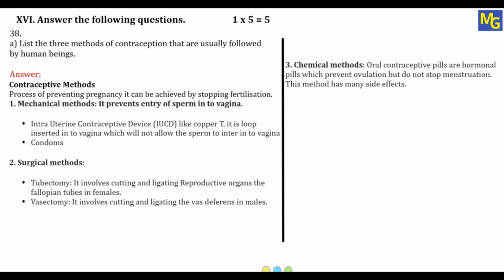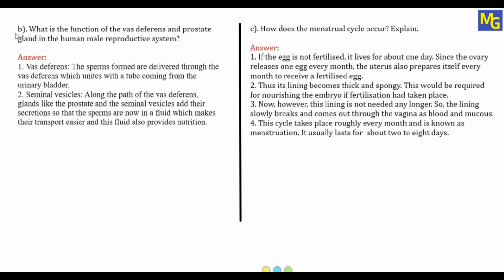Now we'll move on to the next question. Now we are going to start with B. Same question, that is B. What is the function of the vas deferens and prostate gland in the human male reproductive system? So we know the human male reproductive system has a pair of testes, then vas deferens, then some glands like prostate gland, etc., and seminal vesicle. So here they have asked what is the function of vas deferens and prostate gland.